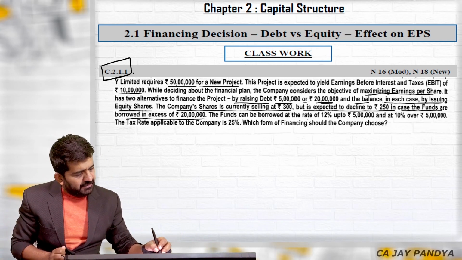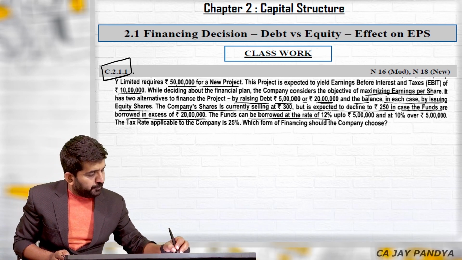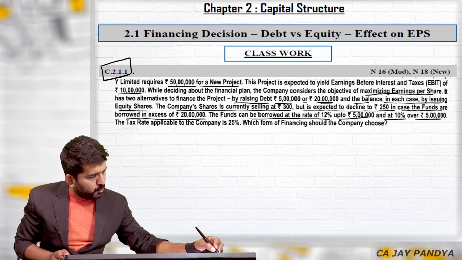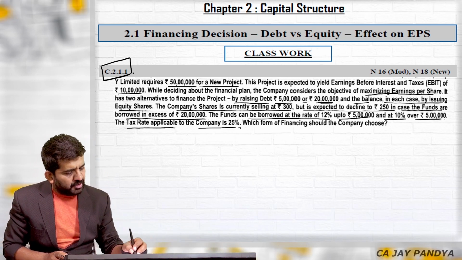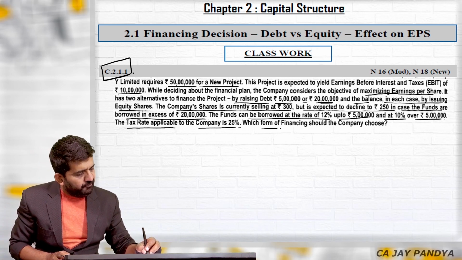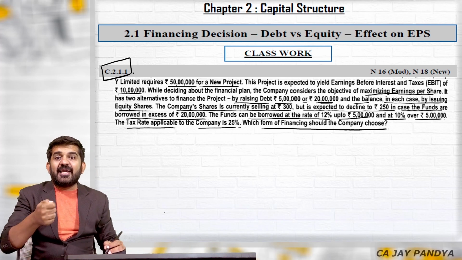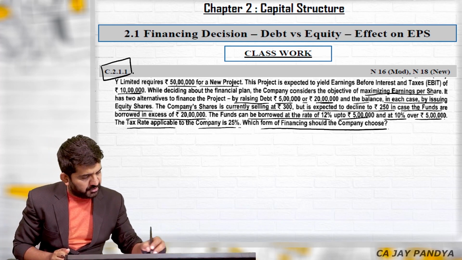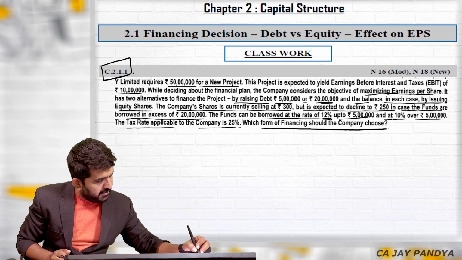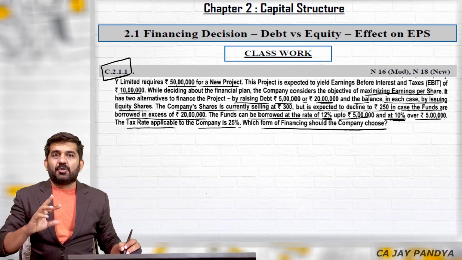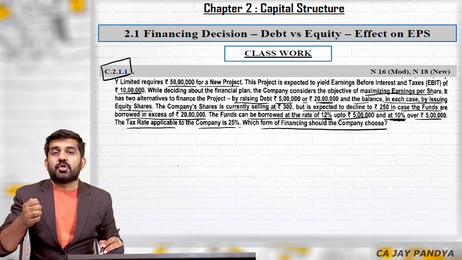The funds can be borrowed at the rate of 12% up to rupees 5 lakhs and 10% over and above rupees 5 lakhs. The tax rate applicable to the company is 25%. Which form of financing should the company choose? Now the KD is not directly available. Try to concentrate. The funds can be borrowed at the rate of 12% and 10%, so you'll have to find out the average. But which form of financing should the company choose?